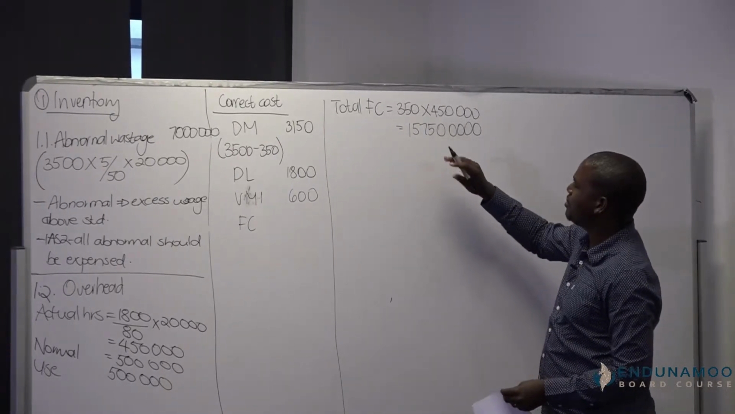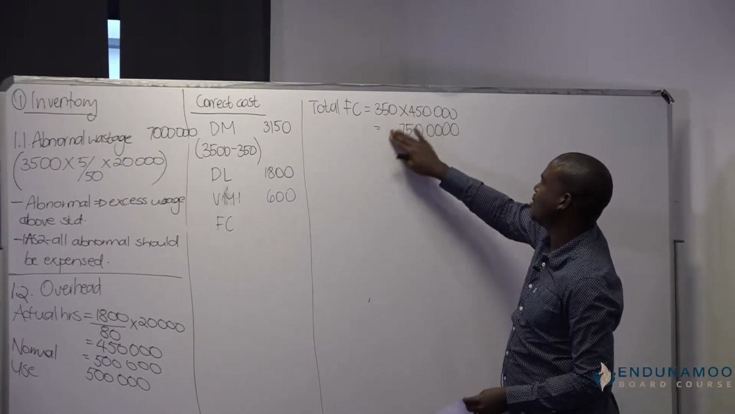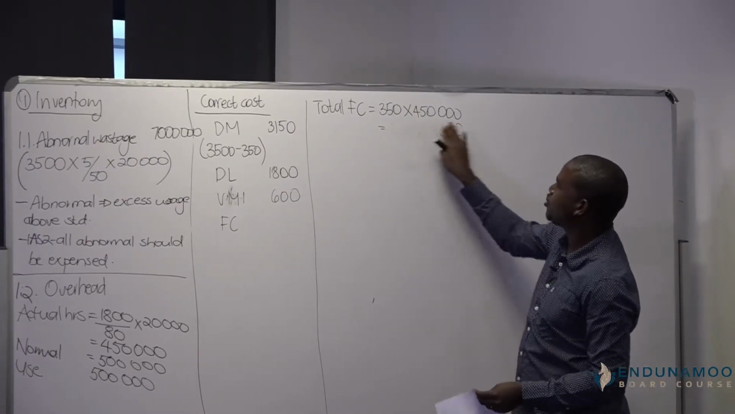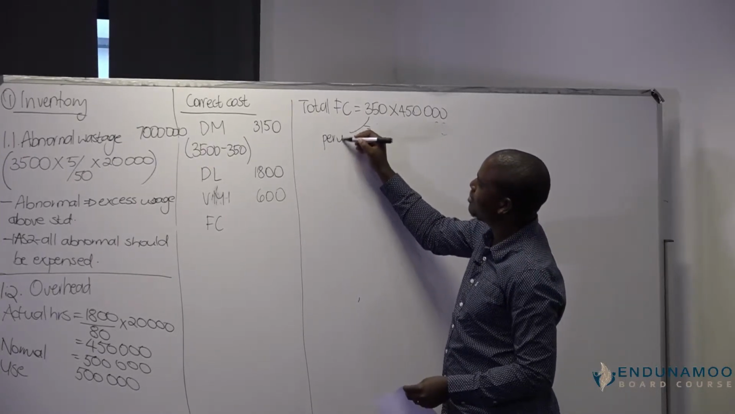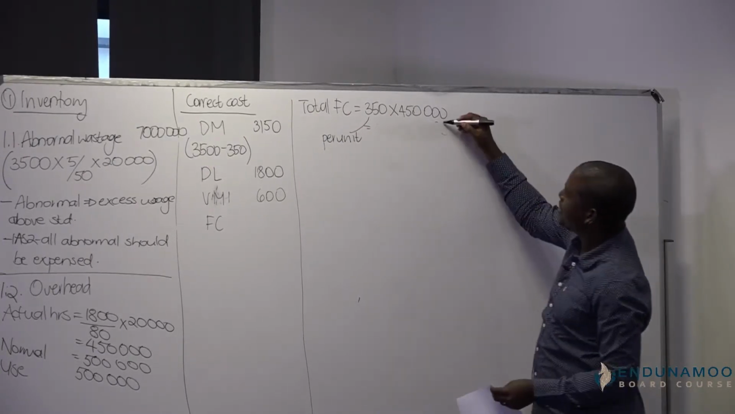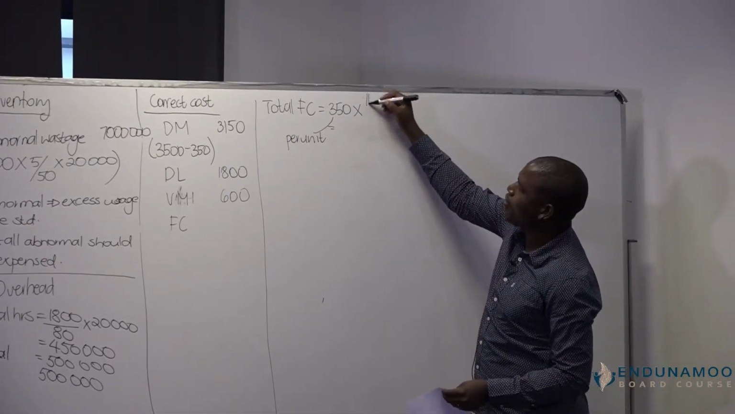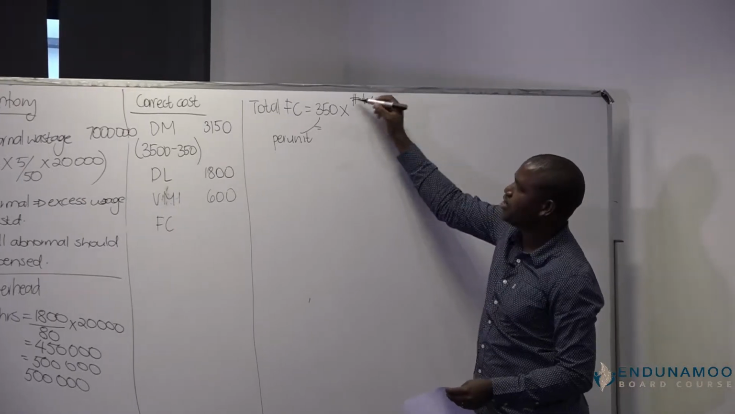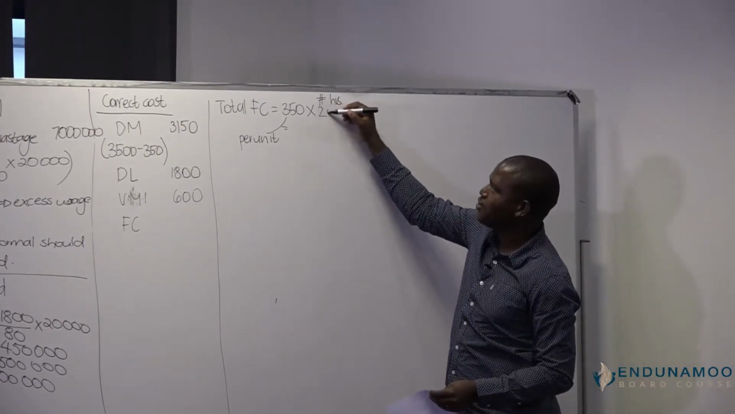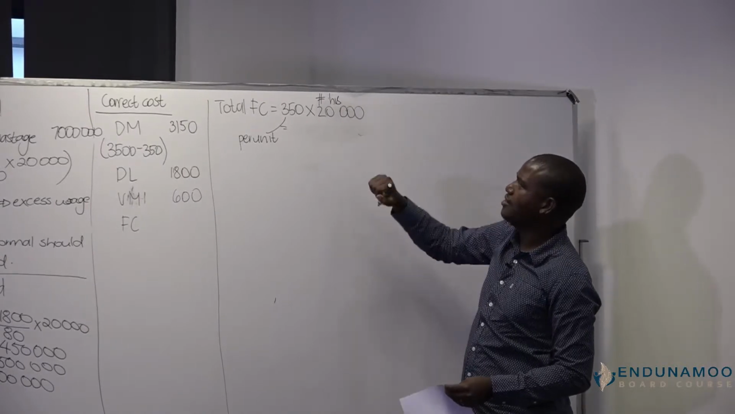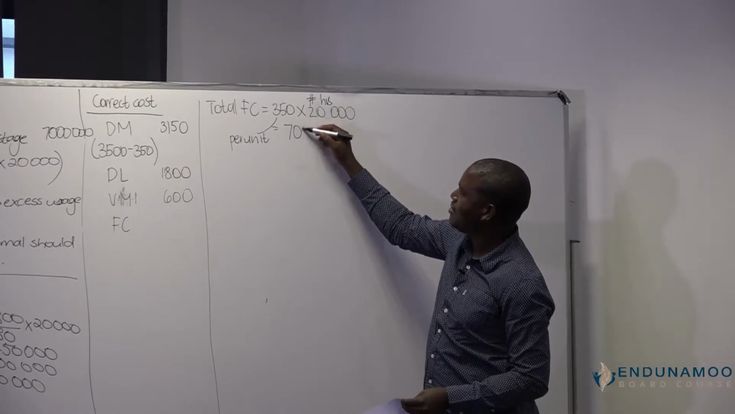No, but wait. Is this right? No, this is the cost, sorry. This is the cost per unit, so it should not be multiplied by 20,000. This is the number of hours. So these two cannot be multiplied together. So the idea is to multiply by what to get that 7 million? It should be 7 million.